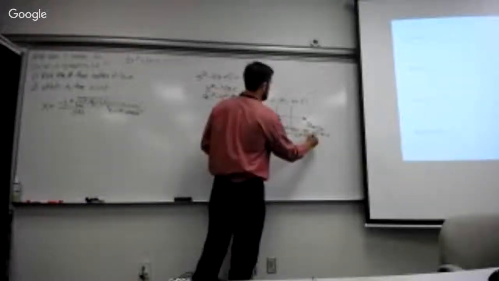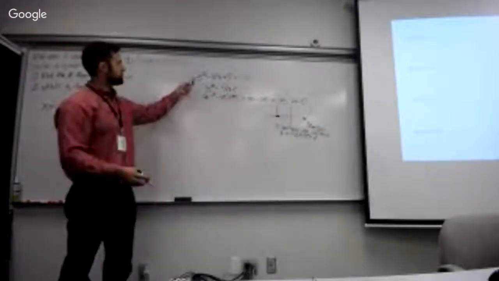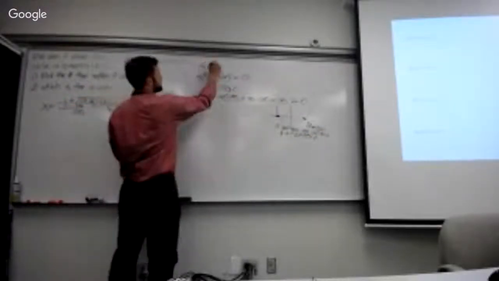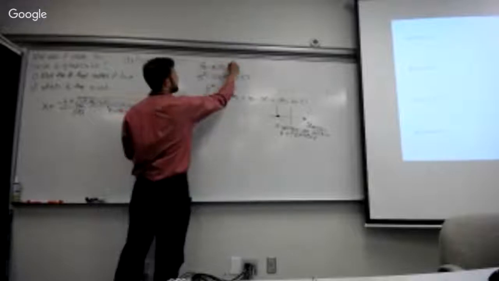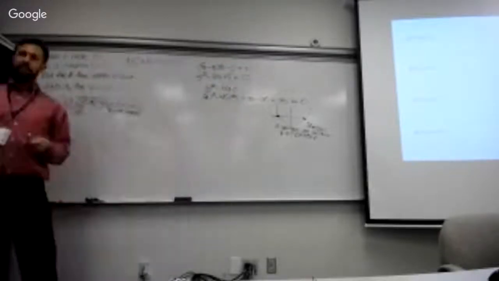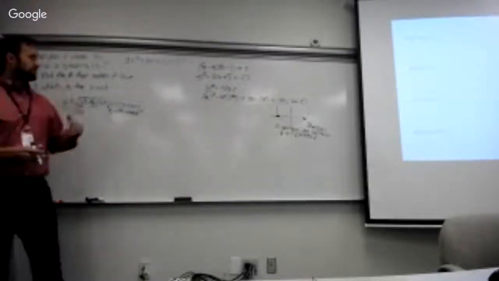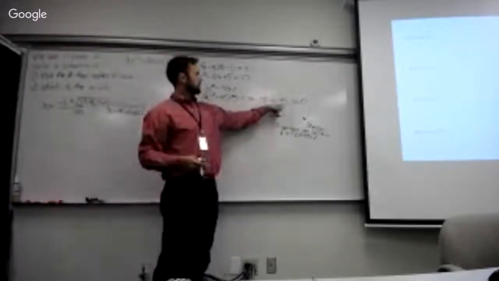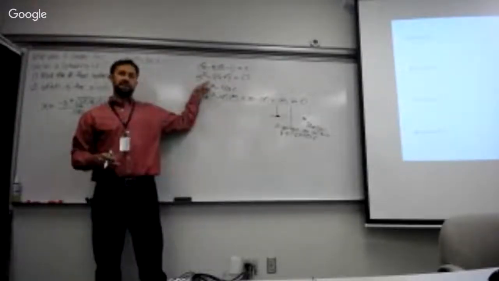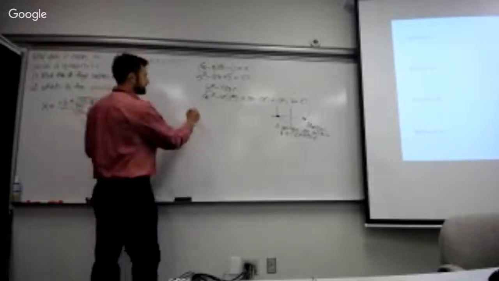So back to this. s squared minus 6s plus 5. Is that s minus 5 times s minus 1? Provided that the discriminant turns out to be a square number, this thing should be factorable, and it is. So that's the first one.